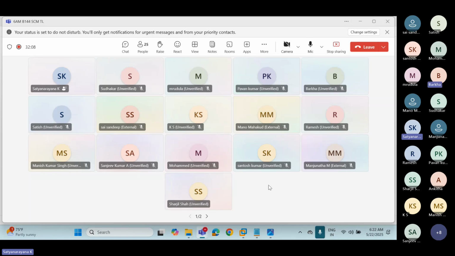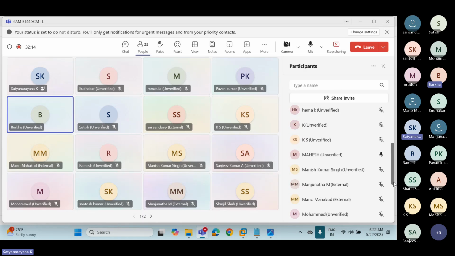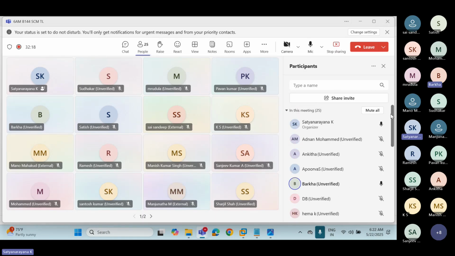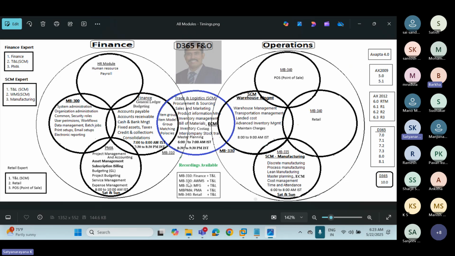Any more questions, please? Hi, Satya. Rekha this side. Good morning, everyone. Good morning. I have a question. I'm targeting exam MB 330. And one of the modules is SCM, right? Trade and logistics. What I understood is you're not teaching the technical perspective of that particular module.